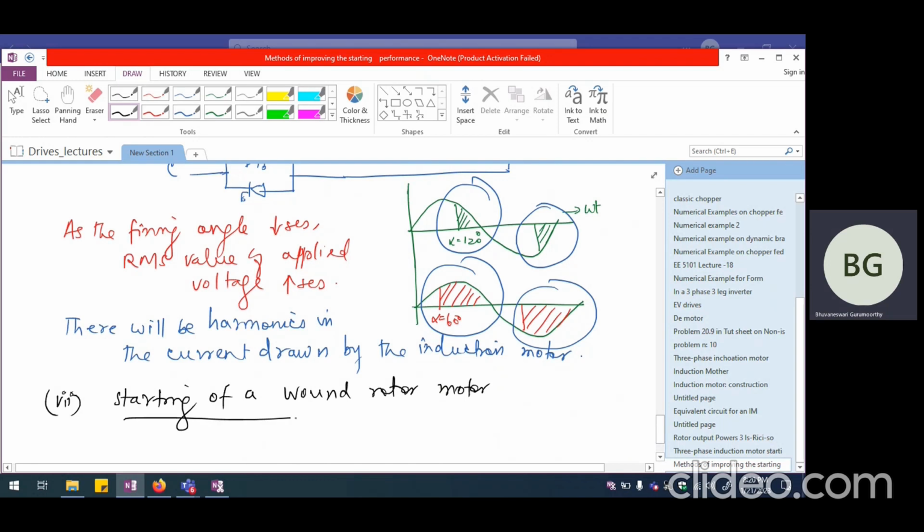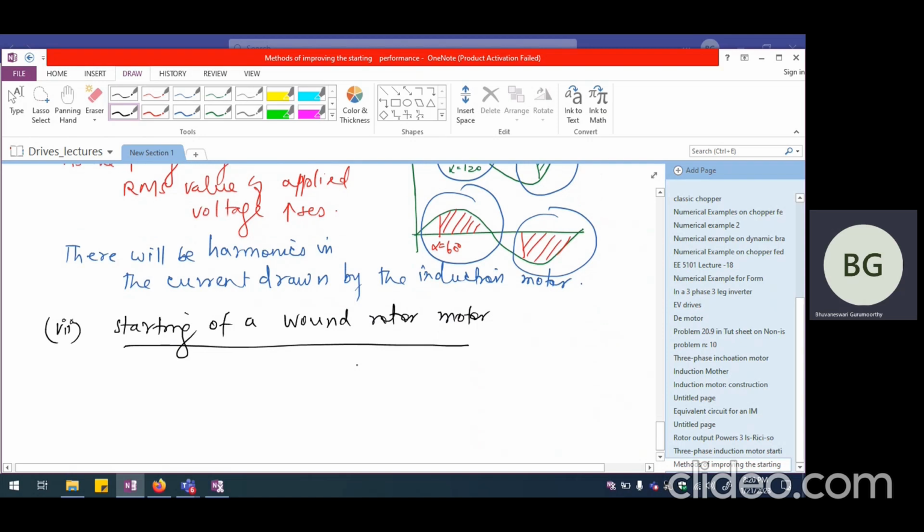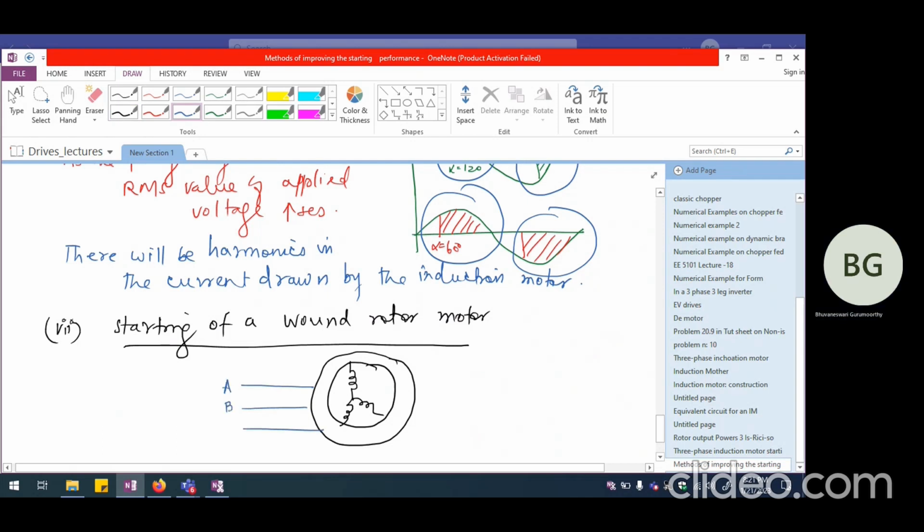in this particular case, if you think about it, the wound rotor induction motor, even on the rotor side, is going to have the three-phase winding, and the stator side is also going to have three-phase winding. Okay. So the stator is applied with normal three-phase supply. Let us say ABC phase supply you're applying to the stator of the induction motor. So this is the stator.